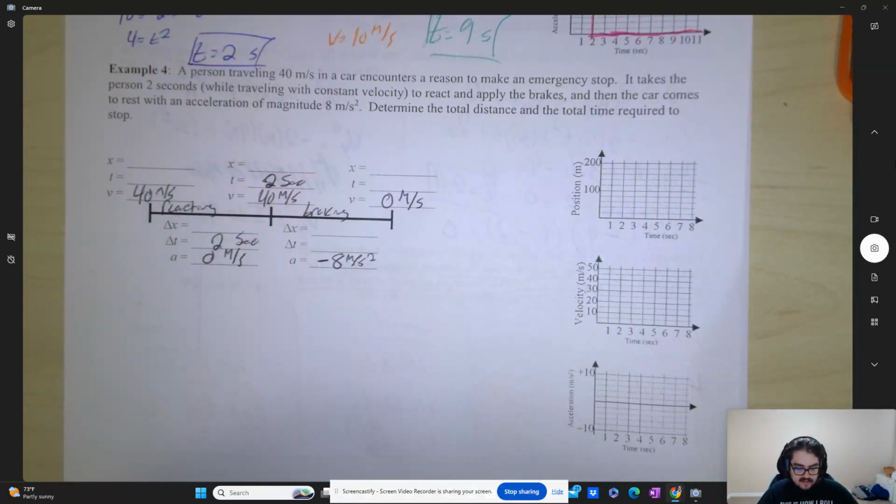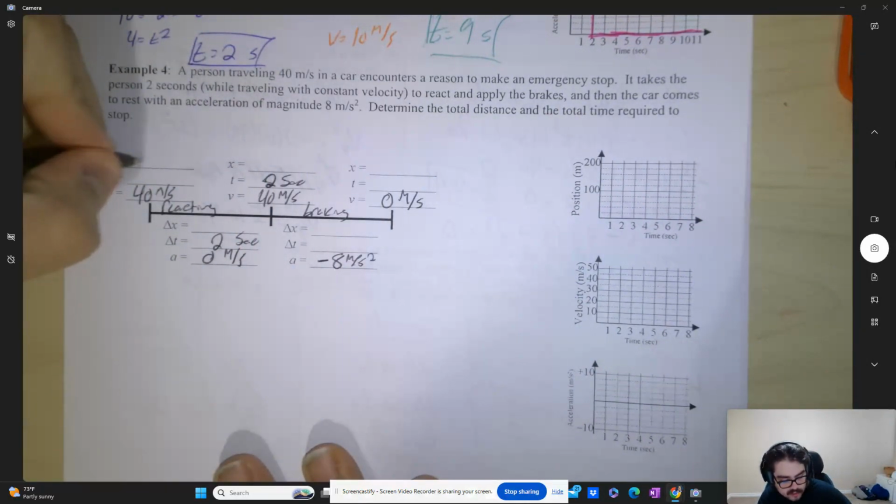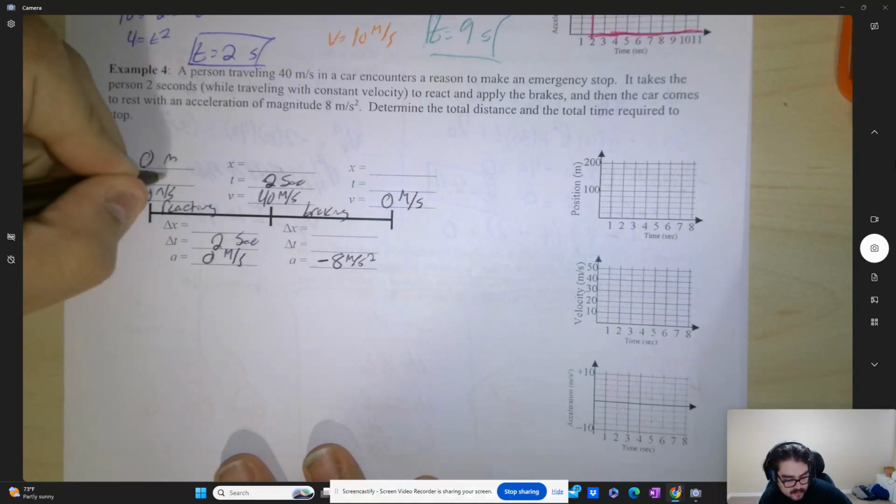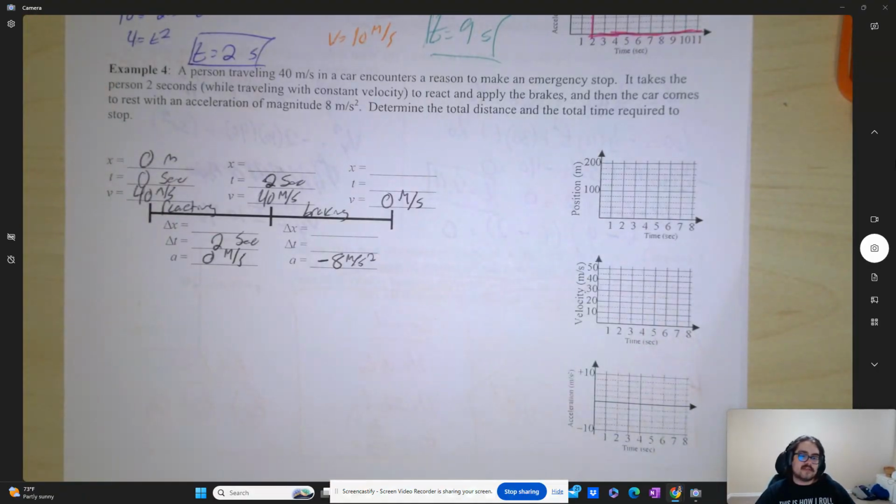Okay? Am I missing anything? I don't think I'm missing anything there. Oh, his initial position, let's call it 0 meters. The initial time, let's call that 0 seconds. Okay, let's just make life easy on us, okay?